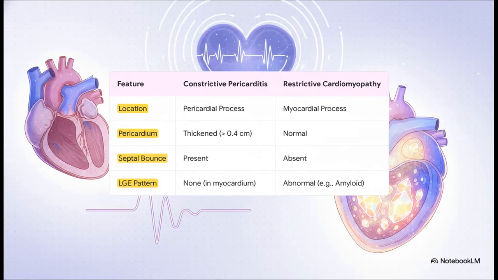And this table just lays it out so clearly. MRI gives us a checklist. Is the problem in the sac or the muscle? In constriction, the pericardium is thick. In restriction, it's normal. Is that septal bounce there? Yup, in constriction. Nope, not in restriction. Is there any abnormal enhancement in the muscle itself? No in constriction, but you bet there is in restriction. Just clear, distinct answers to tell them apart.